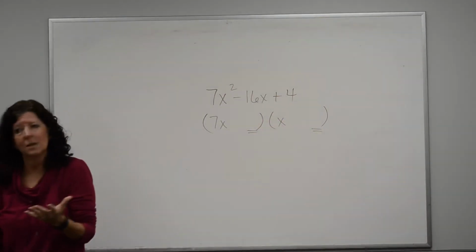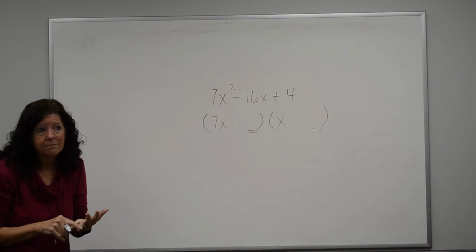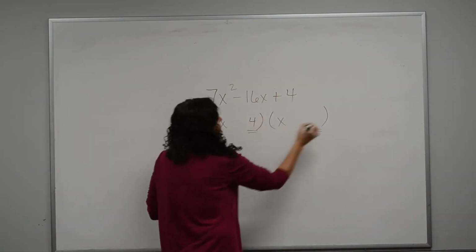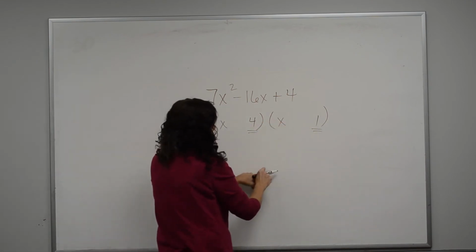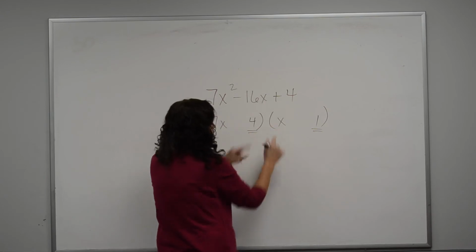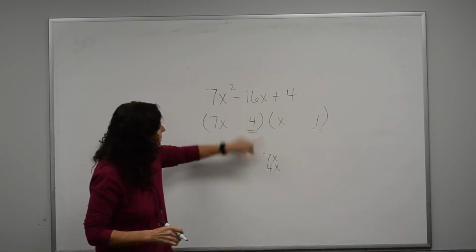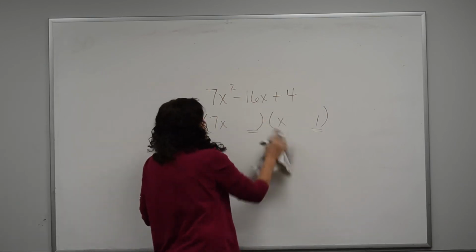Now I got a couple choices here. To multiply 2 things together and get 4, I can do 4 and 1, or I can do 2 and 2. Okay, so let's try 4 and 1. Okay, let's say I did it like that. Then I do outside, and that's going to give me 7x. I do inside, that's going to give me 4x. Is there any way to add those 2 and get negative 16x? No. Okay, so I did something wrong on that.